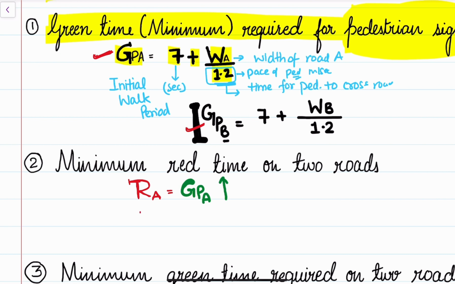In a similar fashion, the red time for road B will be equal to what? It will be equal to GPB. The red time for the vehicles at road B will be equal to the green time for pedestrians at road B. The pedestrians are crossing road B, so we do not want the vehicles to move. So it is the red time for vehicles at road B. Clear? So in step 2, we have found the minimum red time on the two roads, taking the green time for the pedestrians as our point of reference.